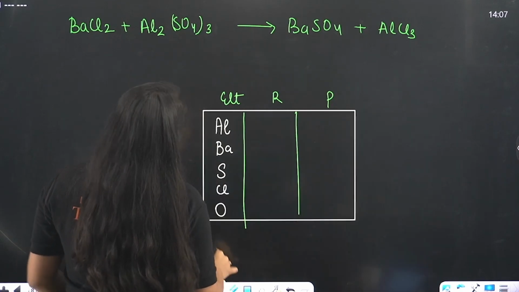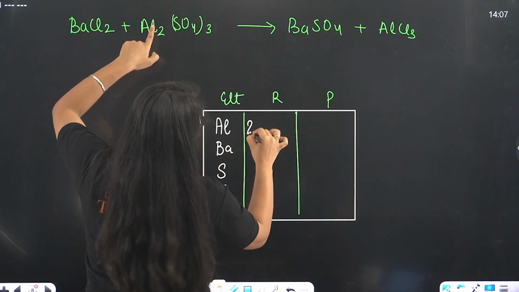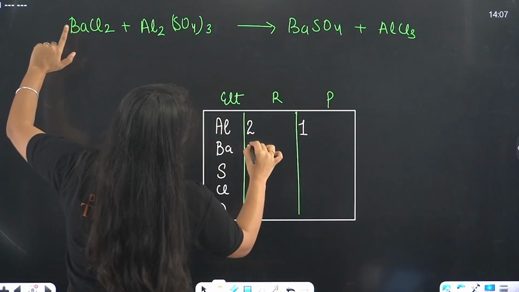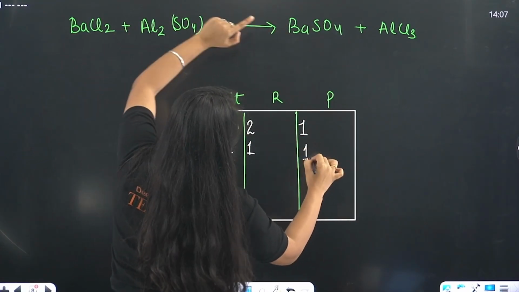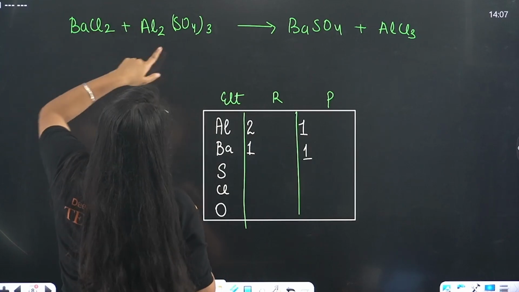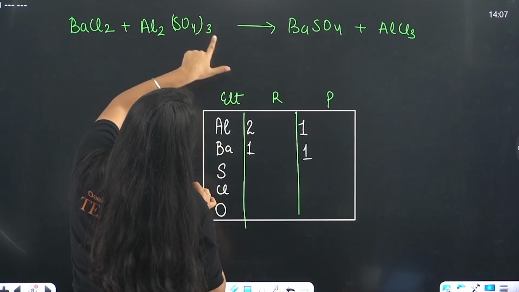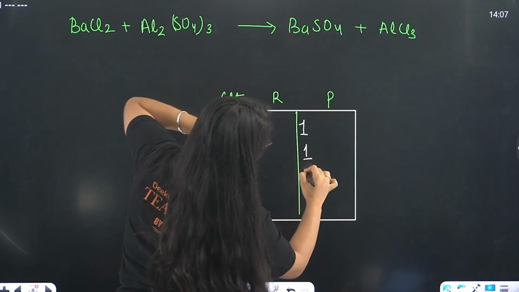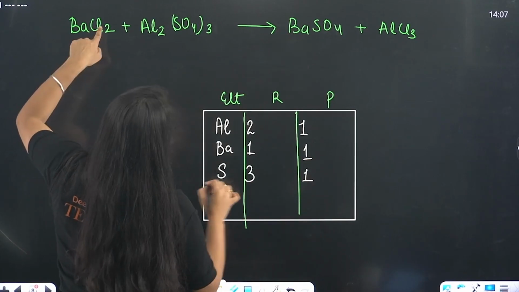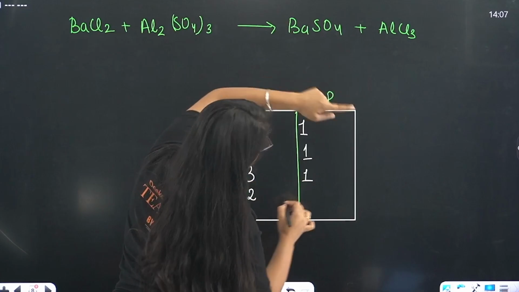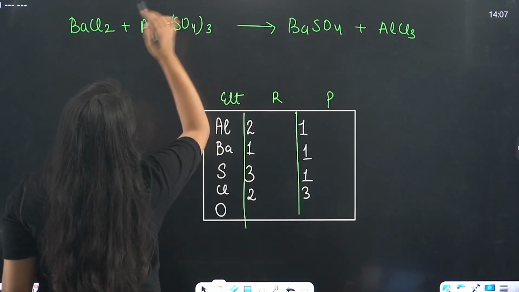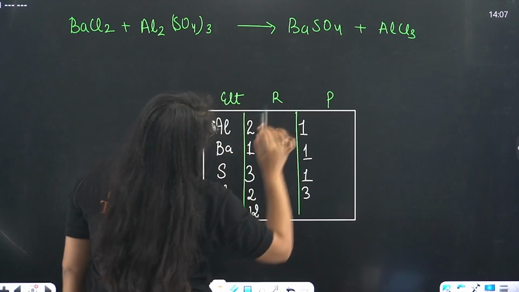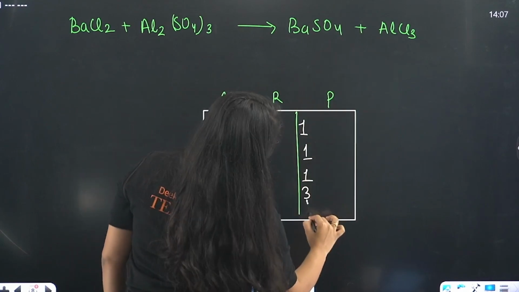Now, number of atoms of aluminium: 2 on the reactant side, only 1 on the product side. Barium is 1 on the reactant side and only 1 on the product side. Sulfur is 3, see, this 3 is with the whole SO4, so sulfur is 3 on the reactant side and only 1 on the product side. Chlorine is 2 on the reactant side, 3 on the product side. And oxygen is 12 on the reactant side, 4 into 3, 12, and only 4 on the product side.